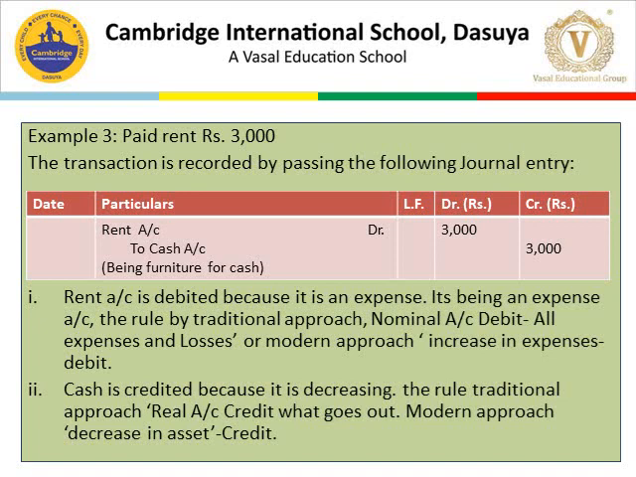Now, second, cash is credited because it is decreasing. The rule, traditional approach which is applying, cash is an asset. That is why real accounts rule is followed, credit what goes out. Or if we are applying modern approach, then decrease in asset is credited. So cash is credited according to traditional as well as modern approach.